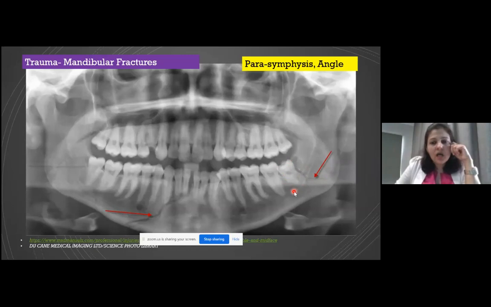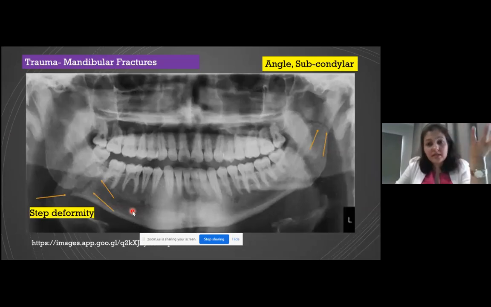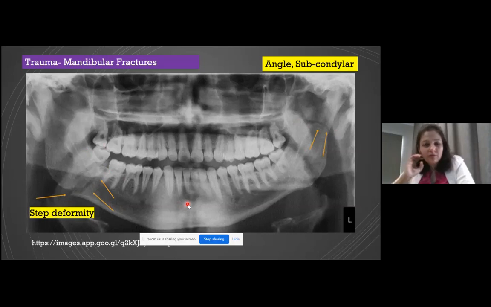It's very difficult to predict how the fracture line would be, depending on how the patient has fallen or how the impact was. When generally the patient falls on the chin, then you would also find subcondylar fractures, which is what is seen in this case, where you see that there is a step deformity here, the mandible is fractured, as well as a subcondylar fracture and an angle fracture. And again, a tooth is involved, so this is also an unfavorable fracture.